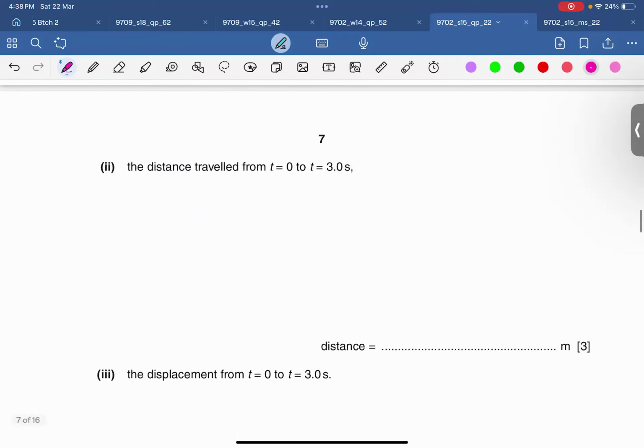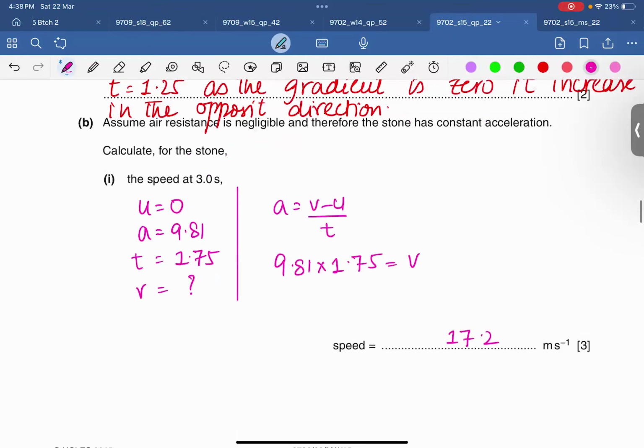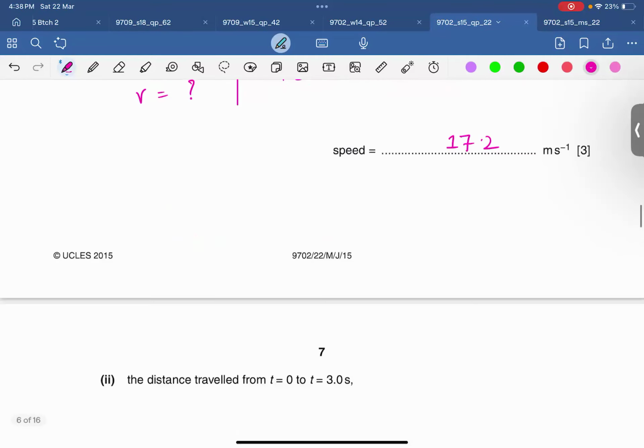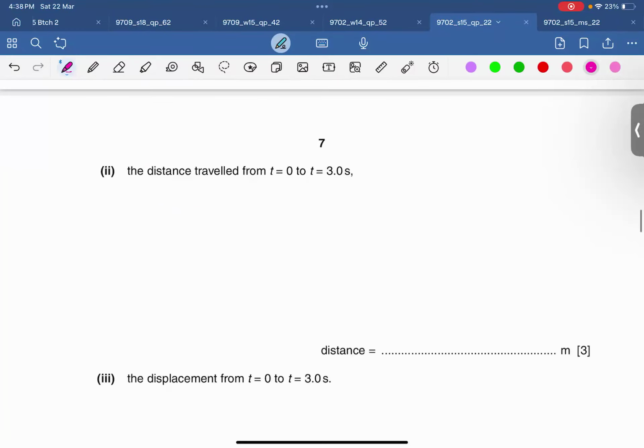Come ahead. By the way, it said the speed, okay? The distance traveled from time 0 to time 3 seconds. If it is distance traveled, it means you have to consider the distance going upward, and the distance from the maximum height downward, you also have to consider that distance, yes?